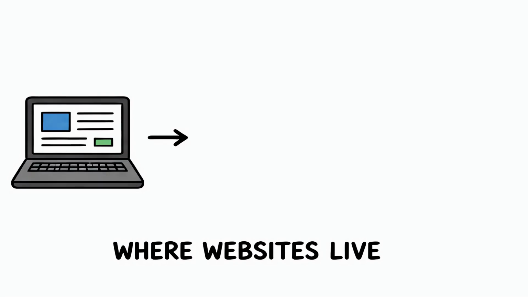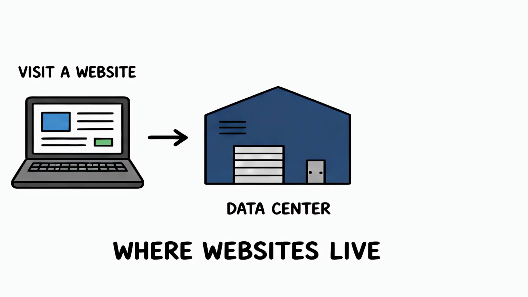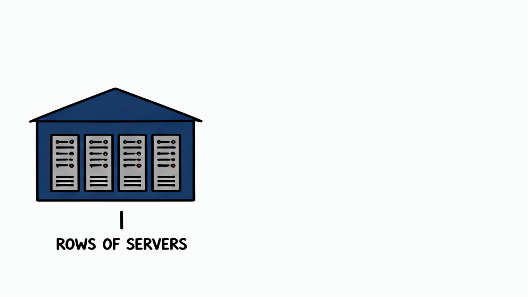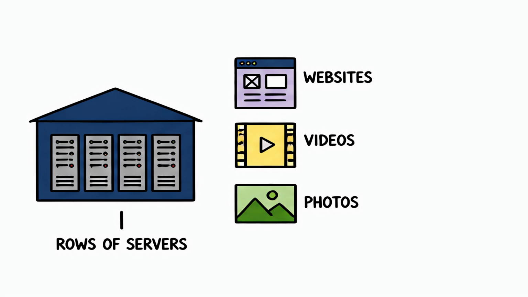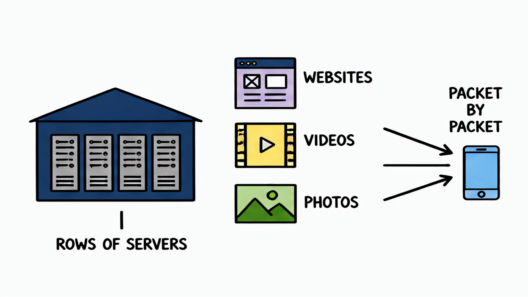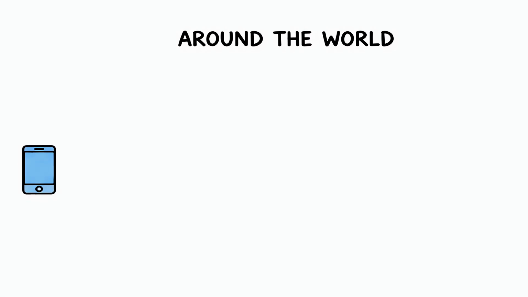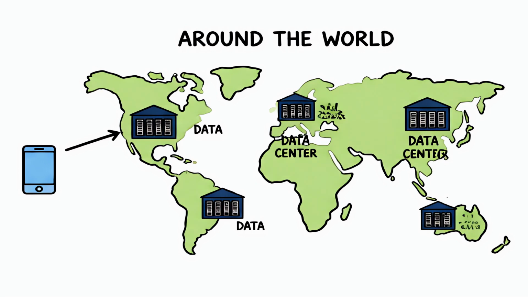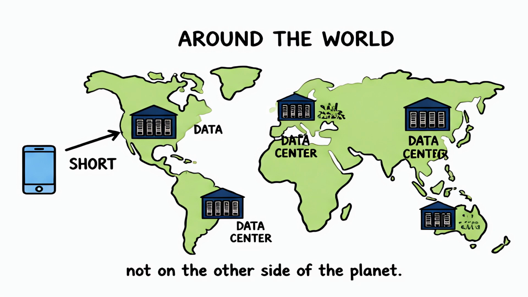So your packets travel through real cables. But where do they actually end up? When you visit a website, your request goes to a building called a data center. These are huge warehouses full of servers, humming away day and night. Inside a data center, rows and rows of servers store websites, videos, photos, and apps. When you ask for a page, one of these servers grabs the right files and sends them back to you, packet by packet. Big services like video sites or social apps do not use just one data center. They use many, spread around the world, so the server answering you is often a short trip away, not on the other side of the planet.